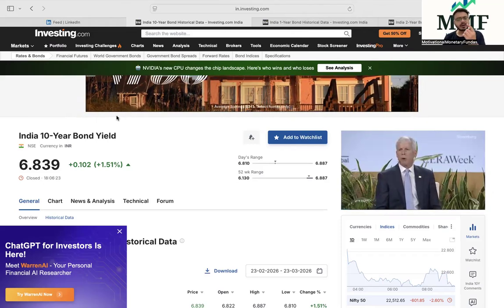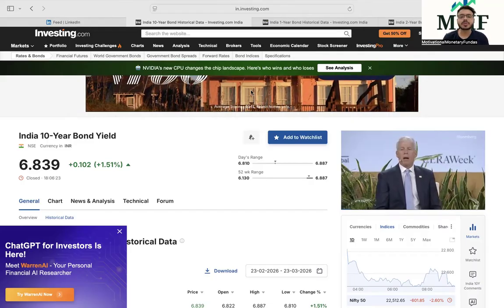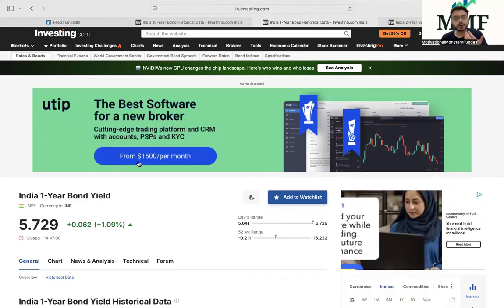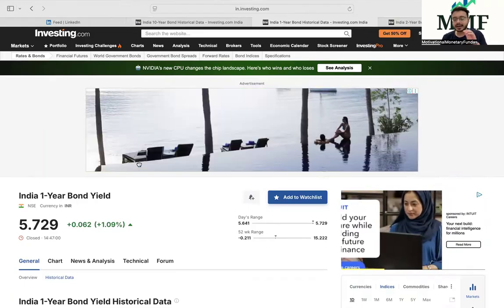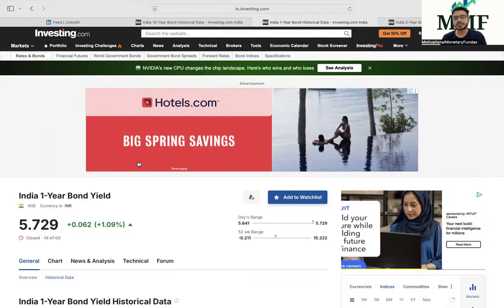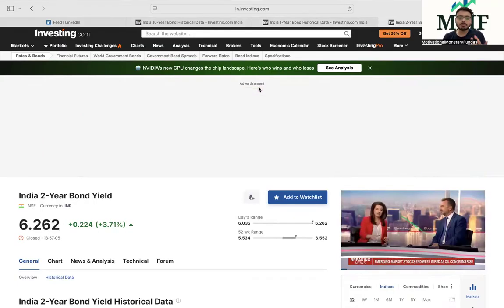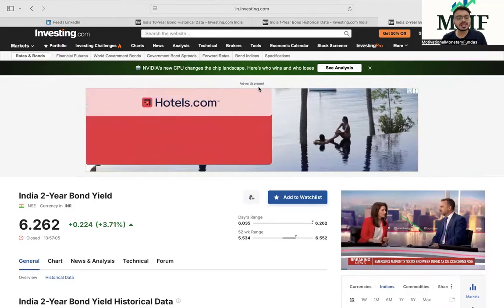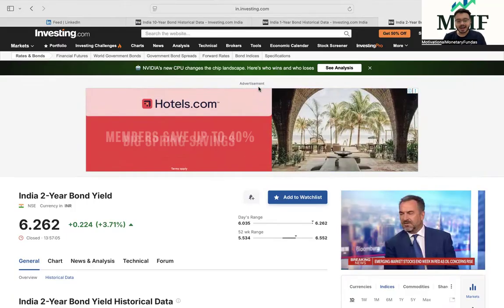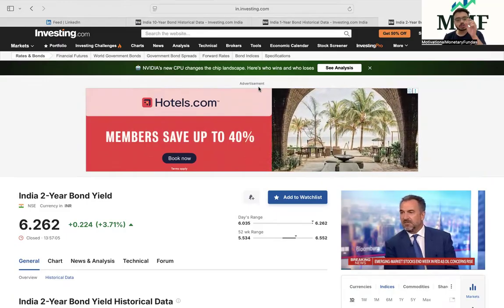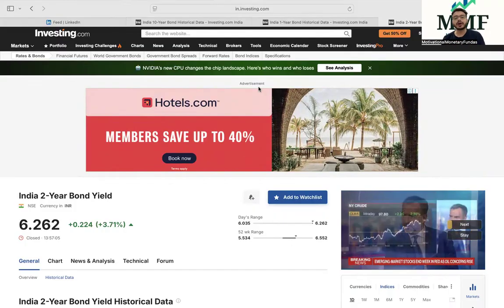Let's come back to the one-year bond yield and the two-year bond yield. The one-year bond yield simply rose by 1.09% as on today, and it currently stands at 5.72%. But the two-year bond yield has risen by a whopping 3.71% in one single day and currently stands at 6.2%. It clearly highlights that the shorter tenure bond yields have risen significantly faster vis-a-vis the longer tenure bond yields.